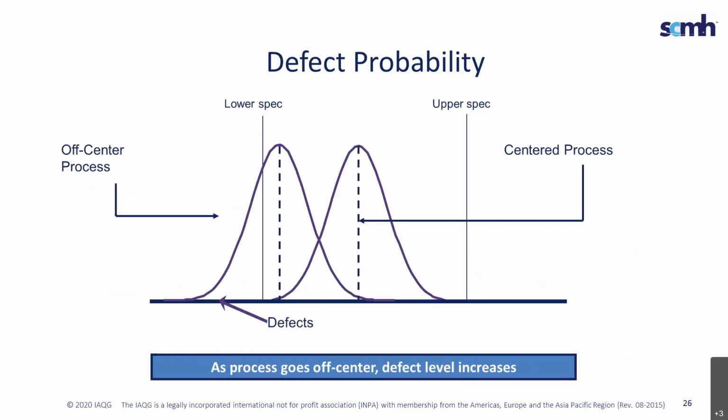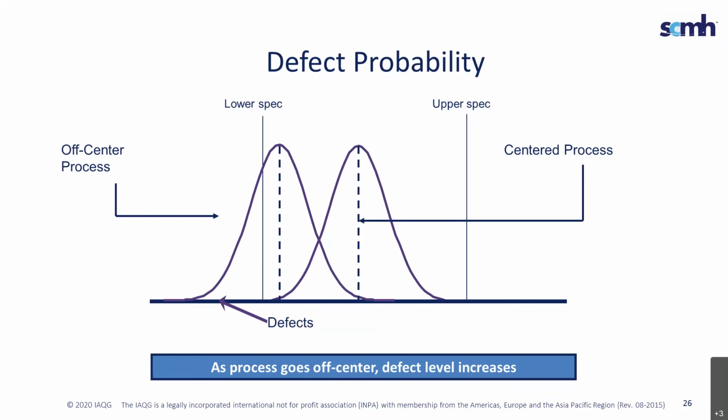All right, and that's talking about just a pure defect probability versus standard deviation. And here's another example where if you just weren't centered, what would happen? In other words, if you had a process that was centered versus not centered with the same exact standard deviation, you can see just by being off center, you're creating a lot more defects below the lower spec.